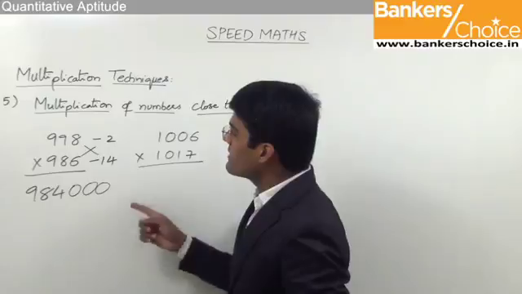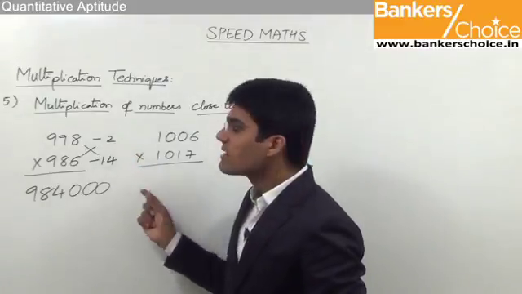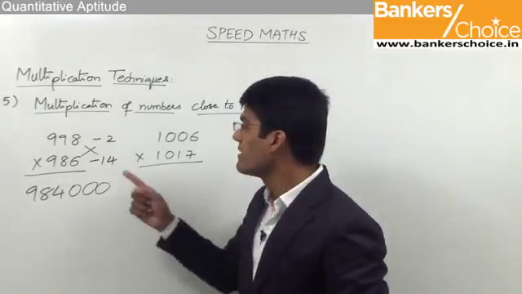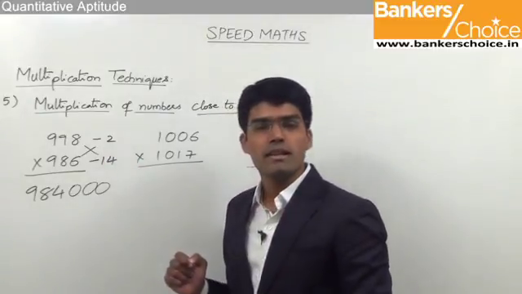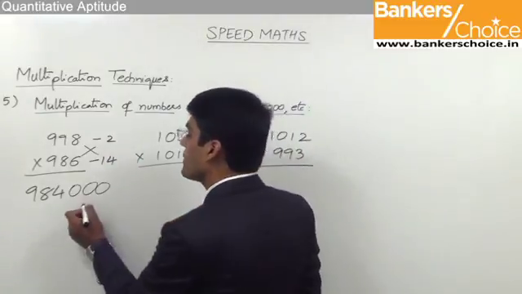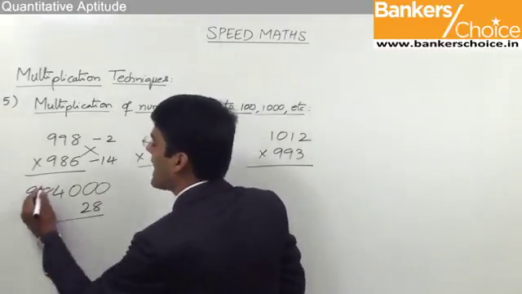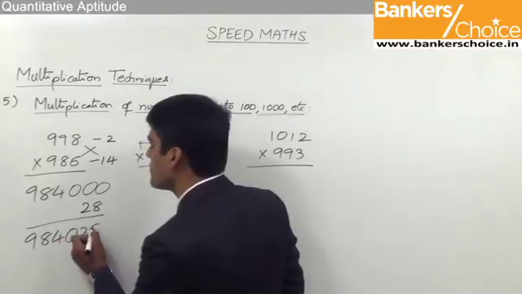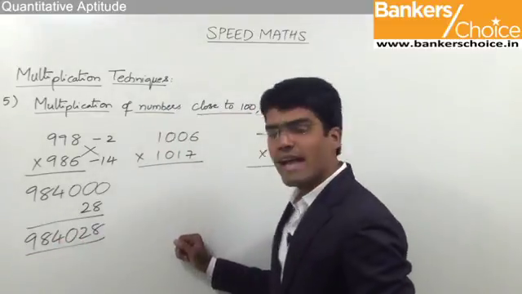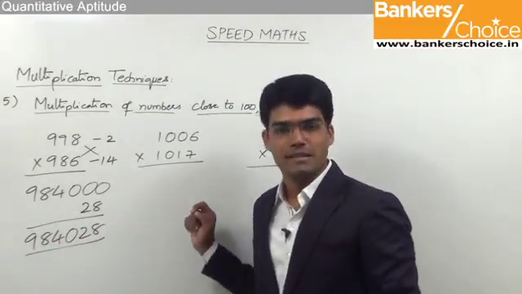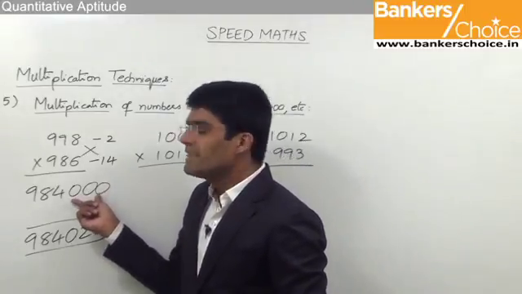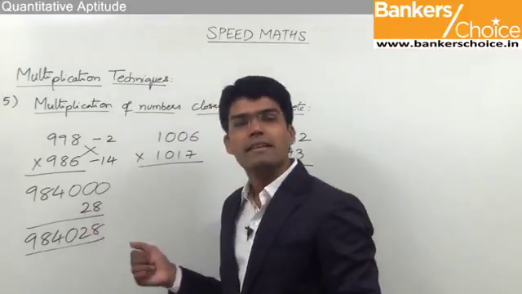The next step here is to multiply these two numbers. Minus 2 into minus 14. The signs also have to be considered. Minus 2 into minus 14 is plus 28. So we get 28 as a second result. Now by adding these two numbers, we can say that the answer is 984028. That is 9,84,028. And remember, if you are comfortable, even writing these 3 zeros and then adding 28 is not required.